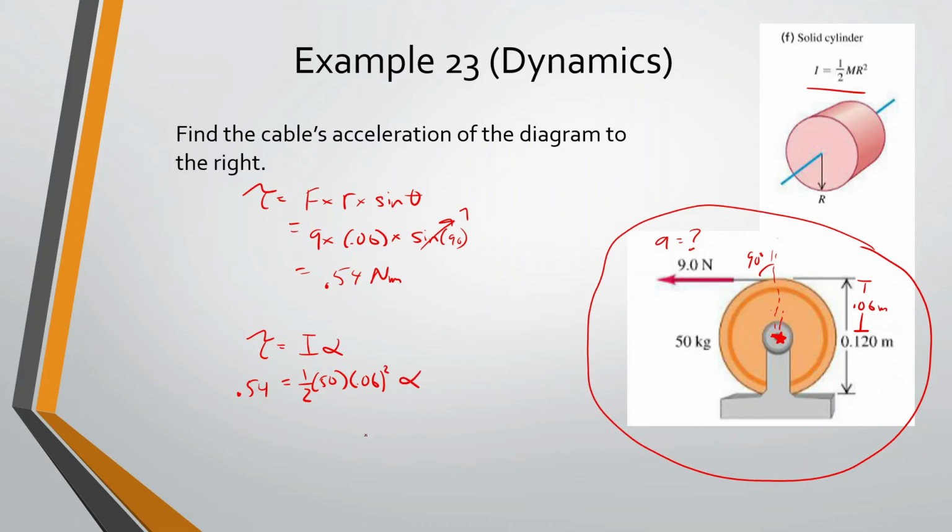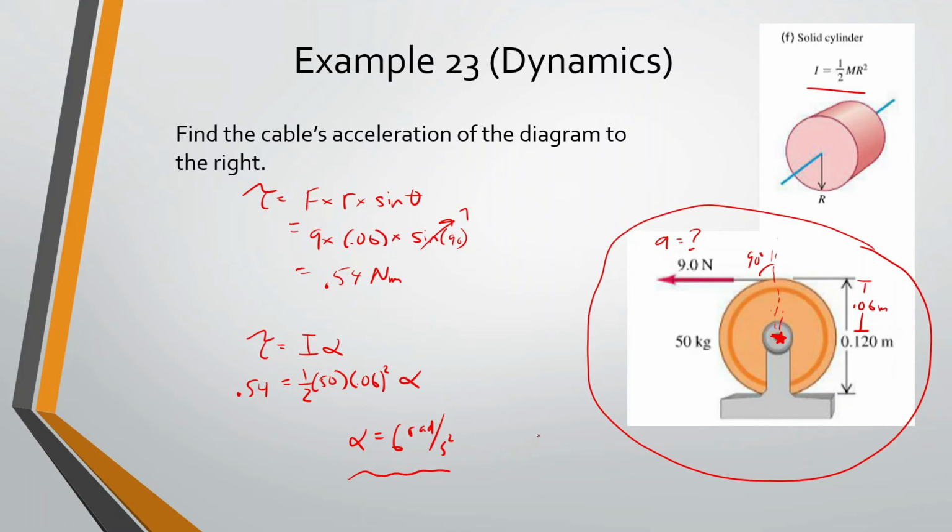We can find what alpha is. So let's find what alpha is. 0.54 times 2 divided by 50 divided by 0.06 squared, and we get 6 radians per second squared. However, we're not looking for alpha, we're looking for acceleration, the linear acceleration.